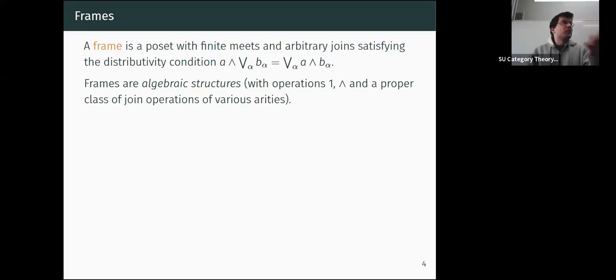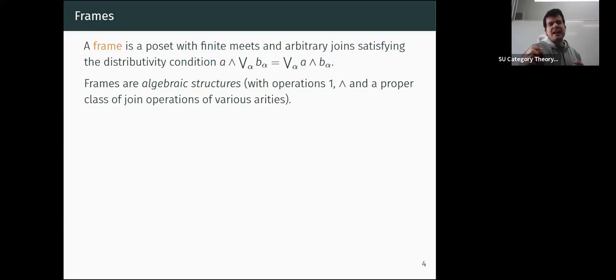It's quite easy to see that this will always hold in the case of a topological space. So if we take the opens of a topological space, those will always form a frame. And you will always have this distributive law because it holds for sets, right? And it's also quite easy to see, if you think about it a little bit, that for the logic to behave reasonably, you also want this distributive law to hold for the logic.